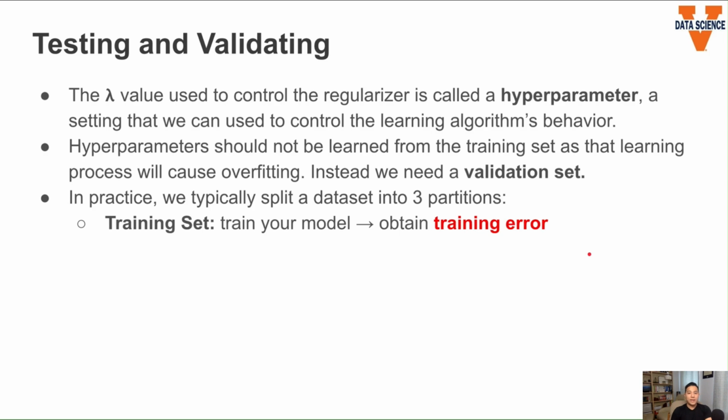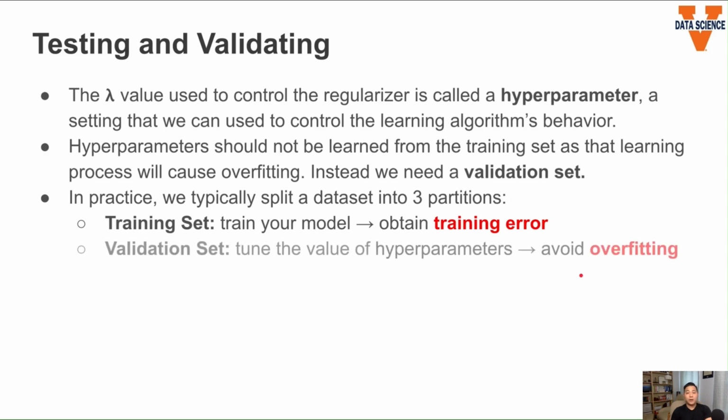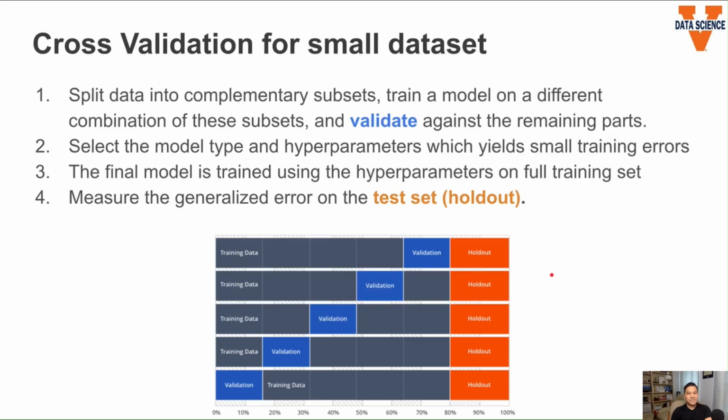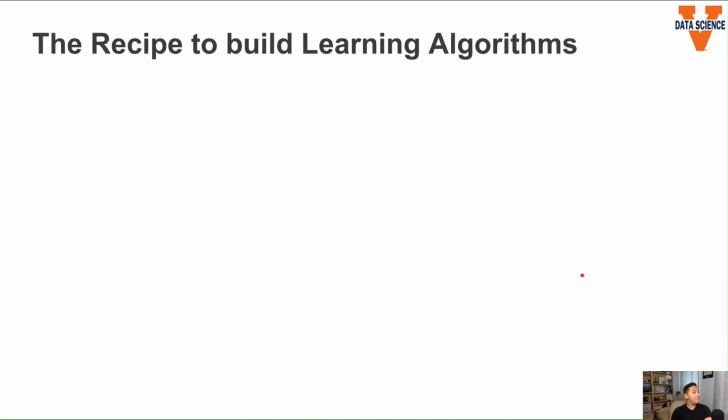So typically you can split your data set into three parts: a training set, to obtain training errors; a validation set, to avoid overfitting; and a test set, to obtain generalization errors, right? So it's good practice to keep the data set in three parts. And sometimes the data set is small, then you can use a technique like cross-validation, where you split the data into complementary subsets, train the model on different combinations of them, take an average, and then measure the generalization error on the holdout test set, right? Some of you may already be familiar with this technique from a statistics class, perhaps.